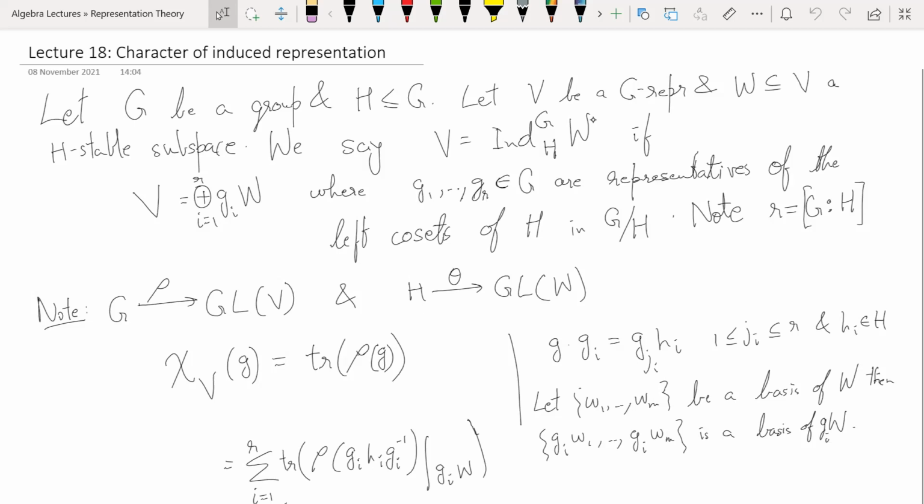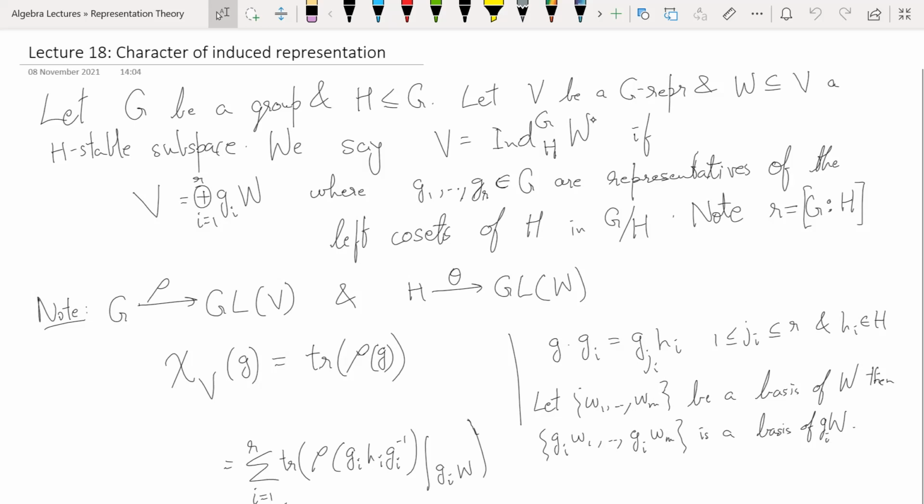Okay. So anyway, if you remember, if V is a G representation and W is an H-stable subspace, we say that V is induced from W if you can write V as a direct sum of g_i W, where the g_i are representatives of all the left cosets of H in G mod H. Yeah, so G mod H is the set of left cosets. So this is one way of writing it.